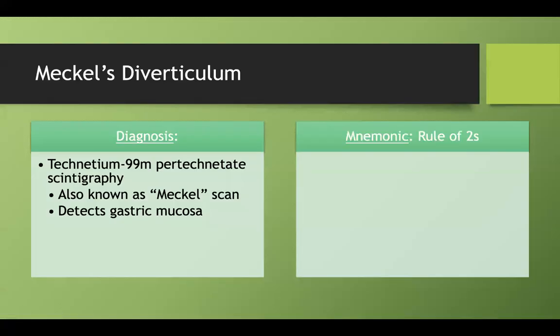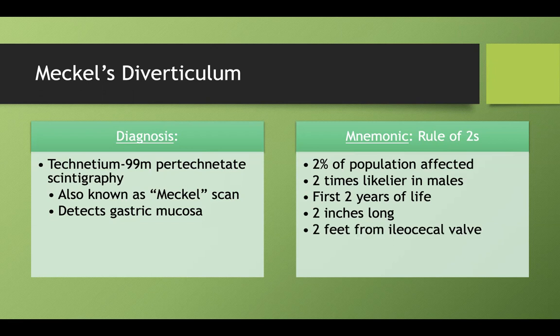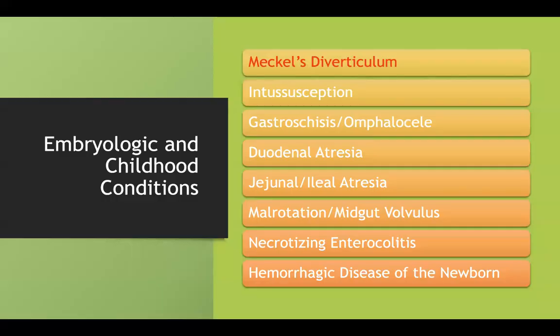A mnemonic that you'll commonly see is the rule of twos. You'll see that 2% of the population is affected. It's 2 times likelier in males. You'll often see it diagnosed within the first 2 years of life. The diverticulum itself, that persistent vitelline duct, is about 2 inches long and usually located around 2 feet from your ileocecal valve. And the rule of twos can remind you that there's 2 types of ectopic tissue, your gastric mucosa and your pancreas.